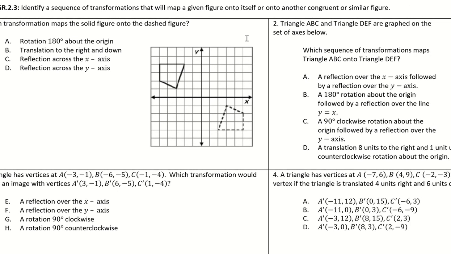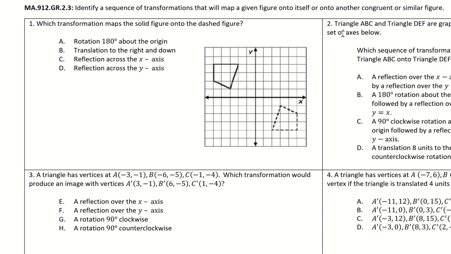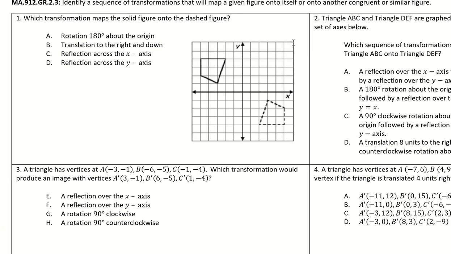GR 2.3, identify a sequence of transformations that will map a figure onto itself or onto another congruent or similar figure. Number 1, which transformation maps a solid figure onto the dashed figure? So first off, let's go ahead and identify this point here. It's going to be negative 3 and 1, right? That's what that point is, negative 3 and 1. And that's going to transform to, well, clearly it's going to go into this point, which is 3 and negative 1.